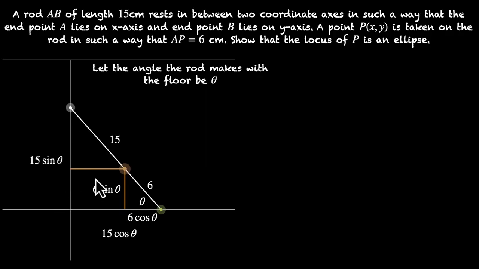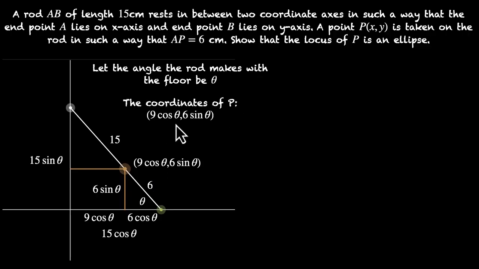Now using these lengths, can we figure out the coordinates of this point? Let's see. What's the x coordinate? If this entire length is 15 cos theta and this length is 6 cos theta, this must be 15 minus 6, that's 9 cos theta. That's the x coordinate. And what's the y coordinate? Well, that's this length, that's 6 sin theta. So the coordinates of P are 9 cos theta and 6 sin theta. When theta changes, the coordinates of this point change. But how do they change?